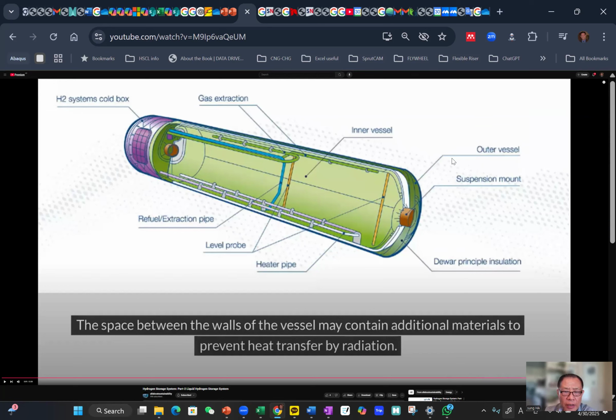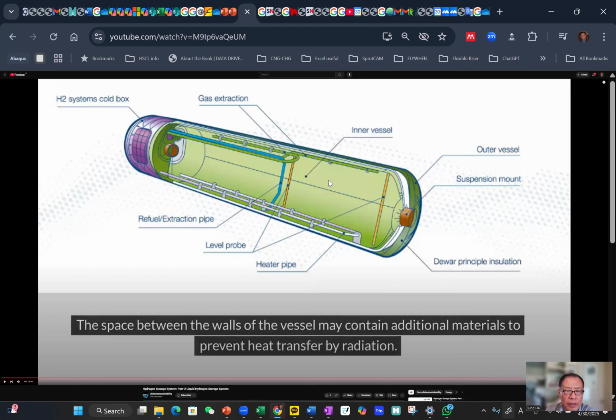inside. But as I explained here, the complete insulation is not possible, and we have to have a release system so that we can lower the pressure. So for that purpose, we have to have an extraction pipe and several pipes inside. So this liquid hydrogen tank is not as simple as a regular high pressure gas tank.